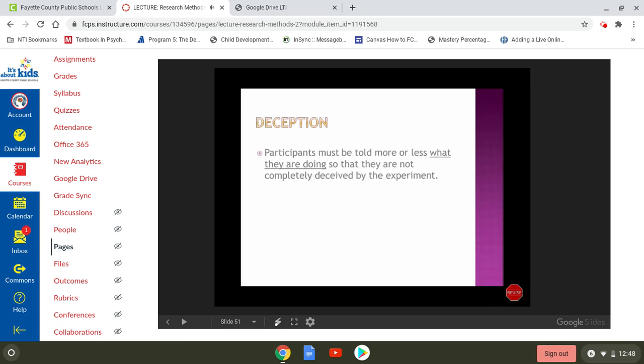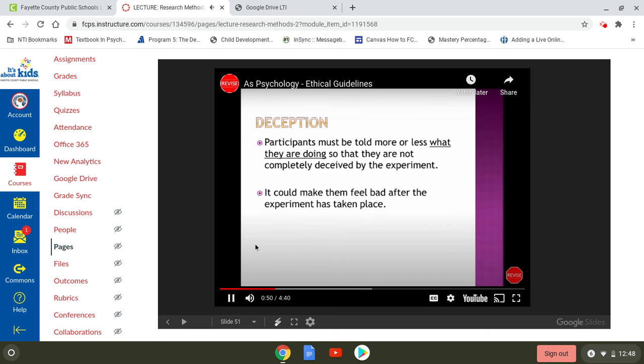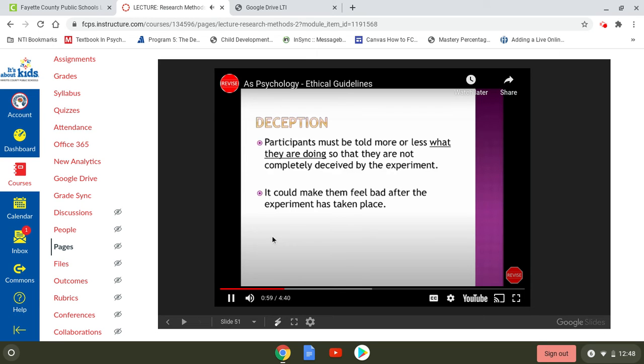The first of which is deception. Participants must be told more or less what they're going to be doing so that it doesn't completely deceive them when doing the experiment. This could then make them feel bad after the experiment has taken place if they haven't actually been told completely what they are going to be doing in this experiment, and therefore have been deceived.